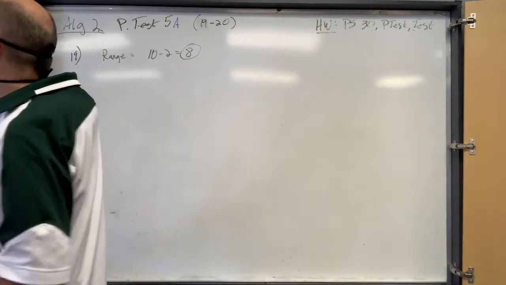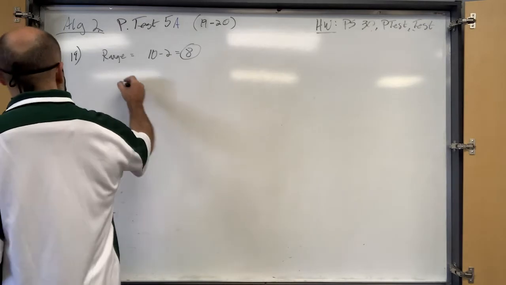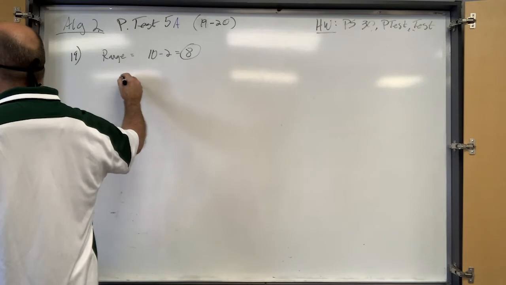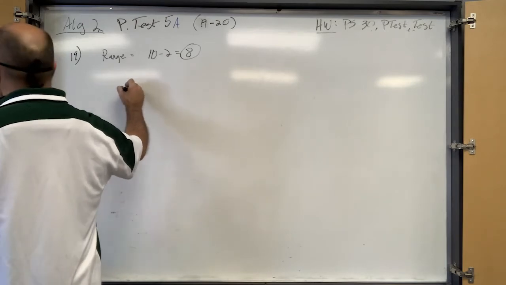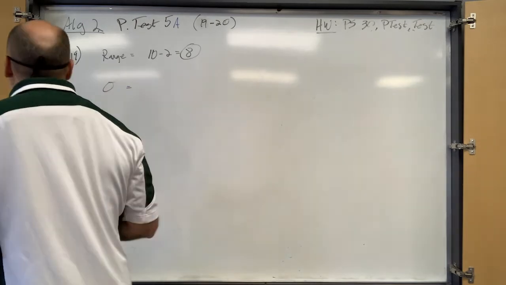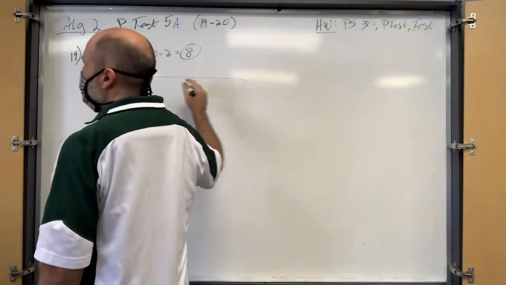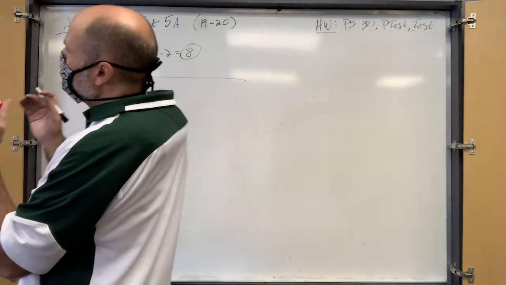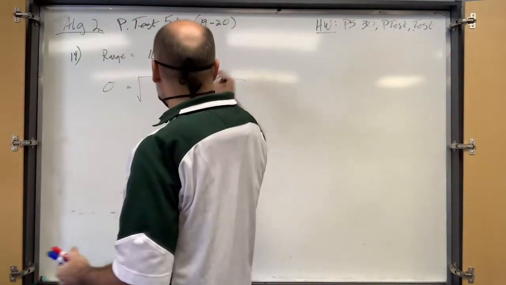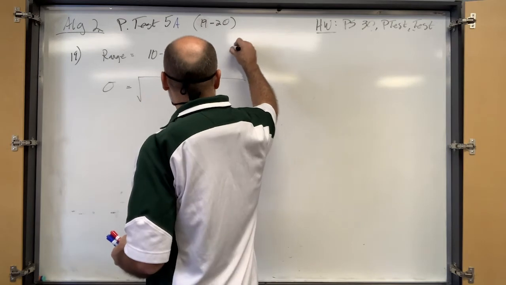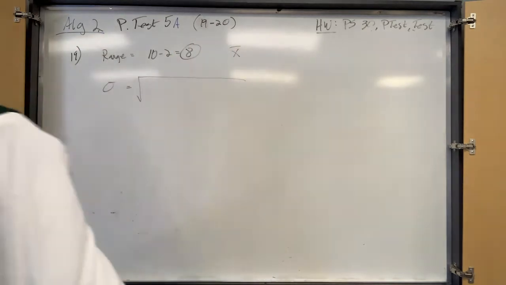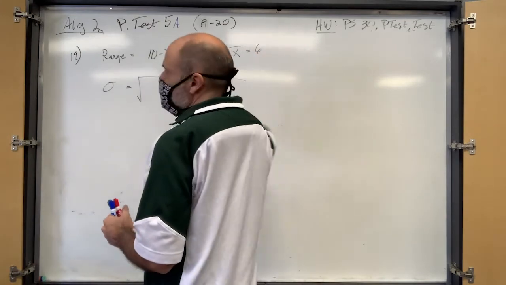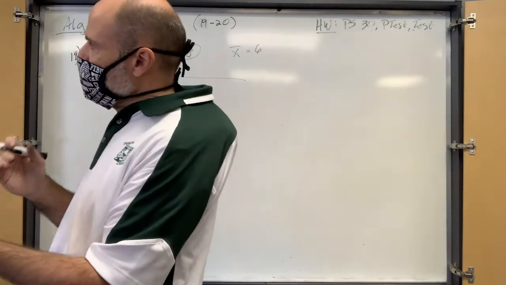Okay, so standard deviation is awesome. Here's how we do it. Standard deviation looks like this: square root of the mean. First we have to find the mean. 30 divided by 5 is 6. So the mean is 6. To find the mean, you add them up and you divide by 5.